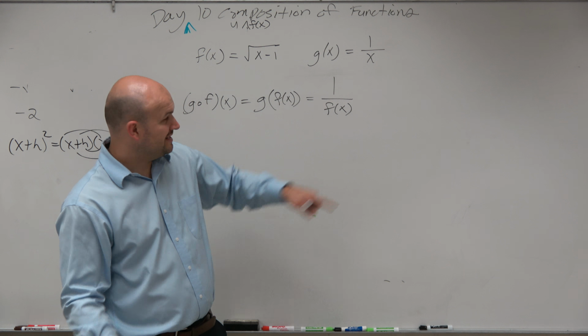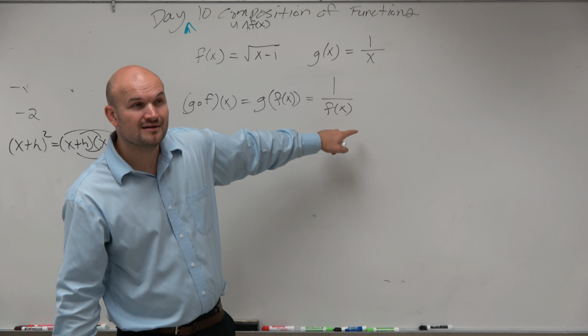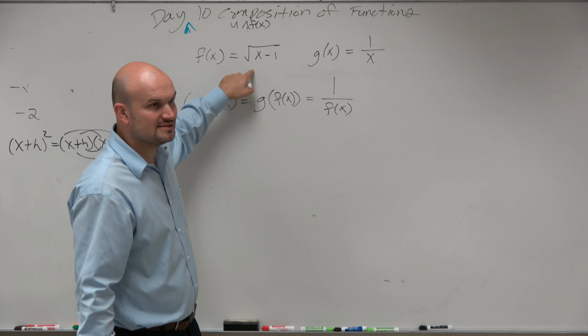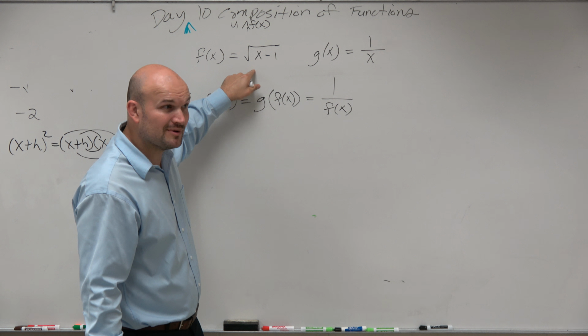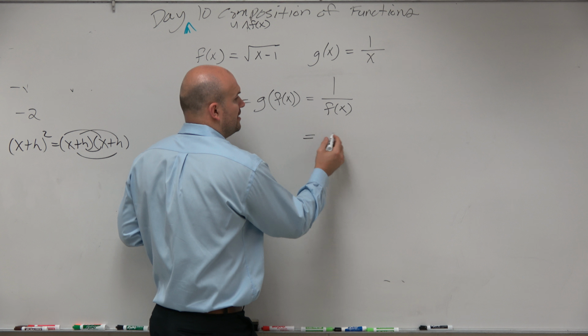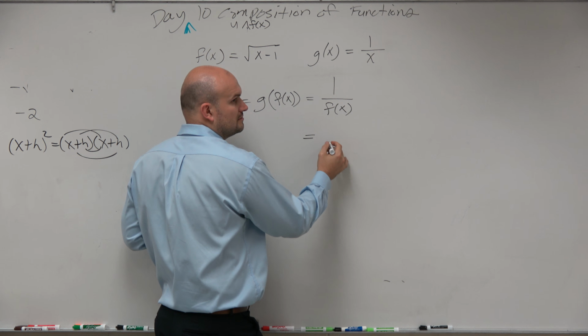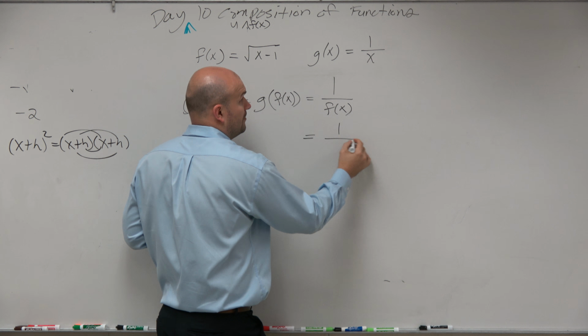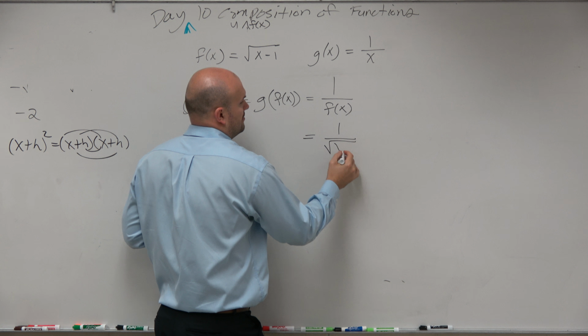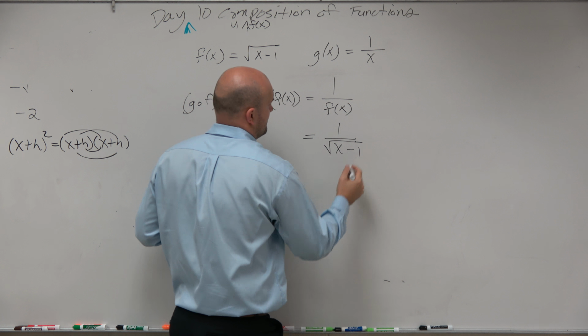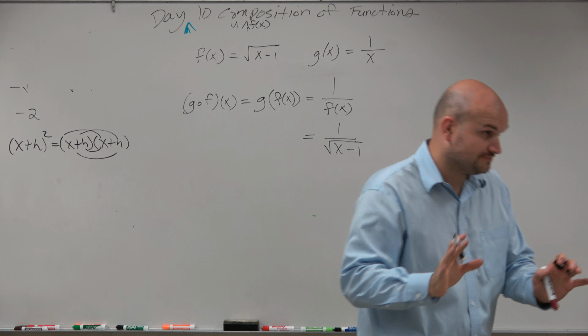But now, this is okay for what we just did, but now we know what f of x is, right? So now we can actually go a step further, and we can say 1 over square root of x minus 1. Then we can set it equal to... nope, then we're done. That's it.